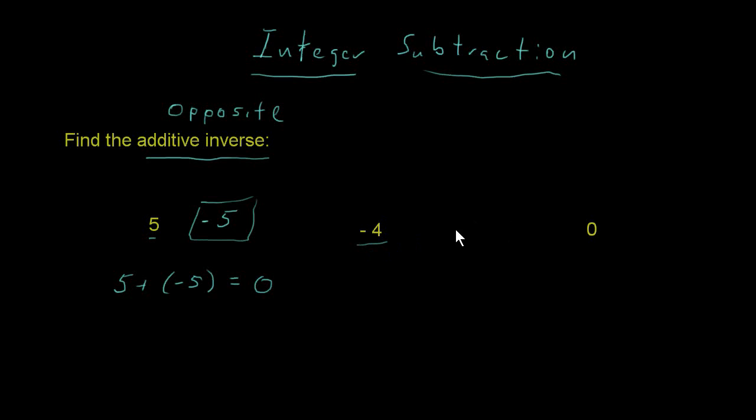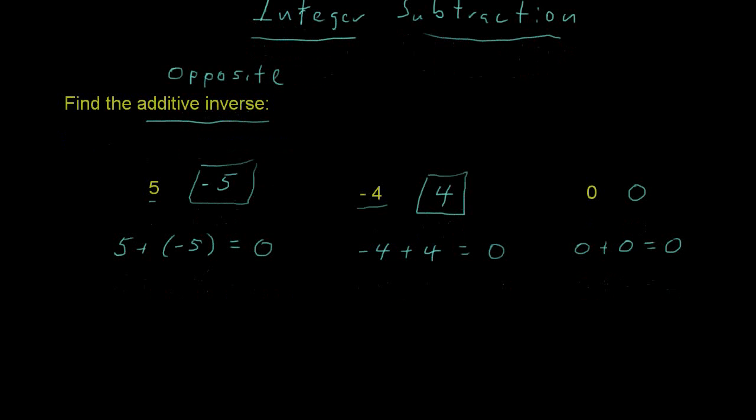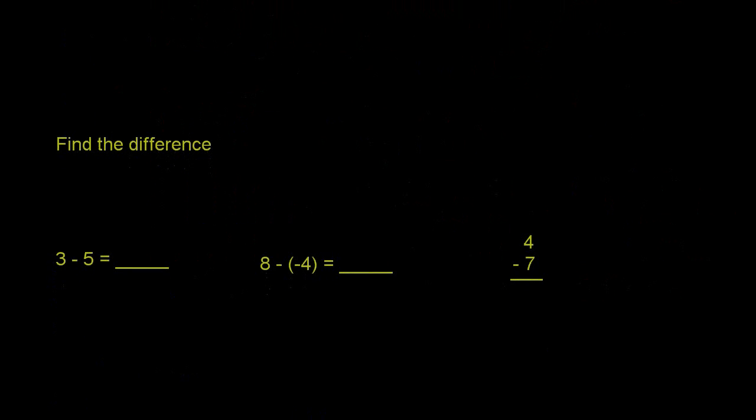What's the opposite of -4? Well, that would be +4. And sure enough, if we verify that -4 plus what we think is its additive inverse, 4, equals 0, and it does, so it is the additive inverse. And the opposite of 0 is just itself, 0, and sure enough, 0 plus 0 is 0. So all additive inverse means is opposite.